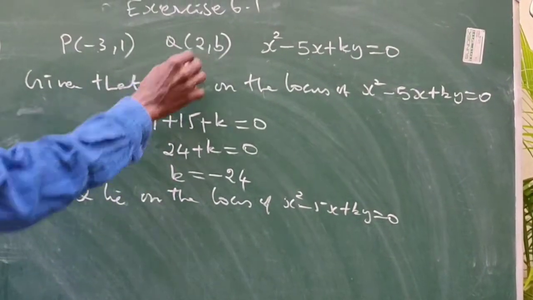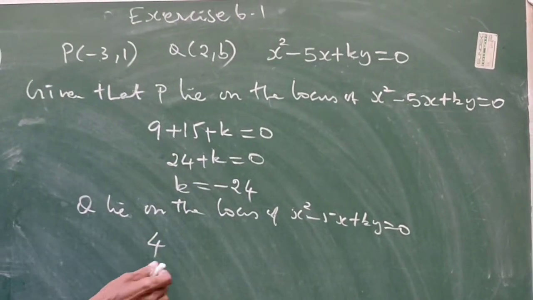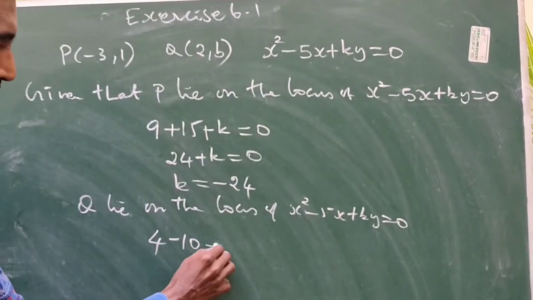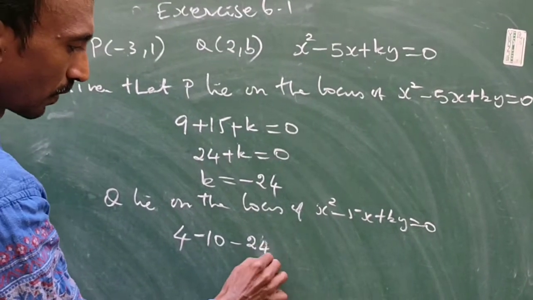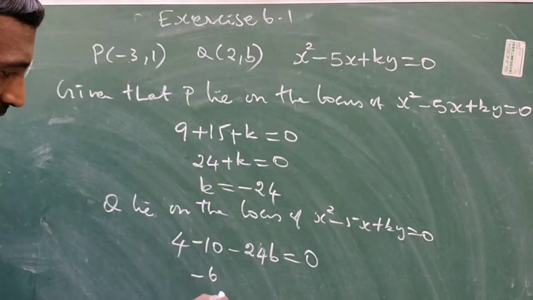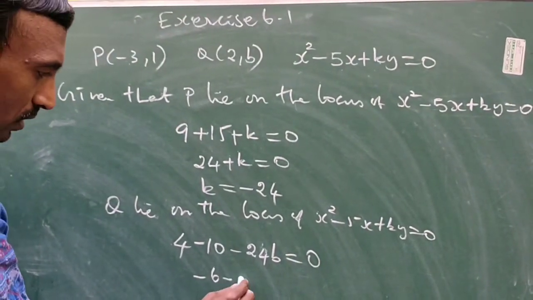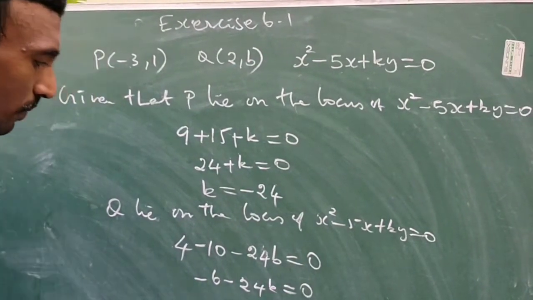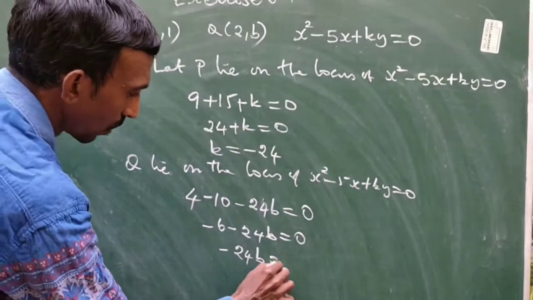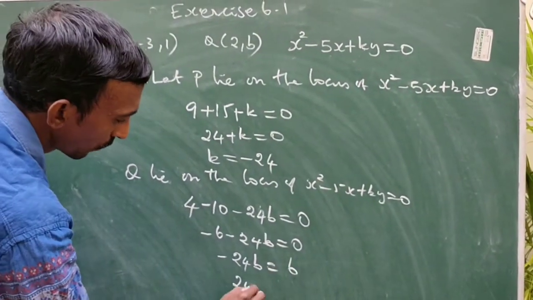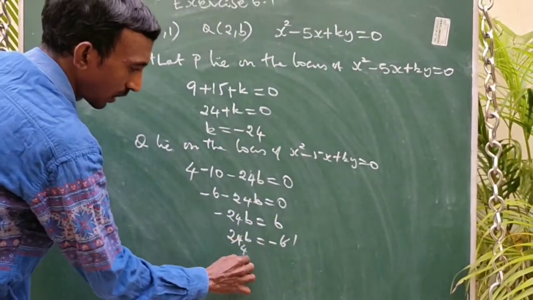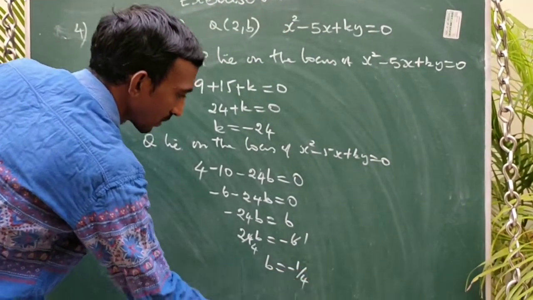So put the values, put x equal to 2: 4 minus 10 minus 24b equal to 0. Okay, so what is that? Minus 6 minus 24b equal to 0. So minus 24b equal to 6, 24b equal to minus 6. So one time here, 4 times, so b equal to minus 1 by 4.